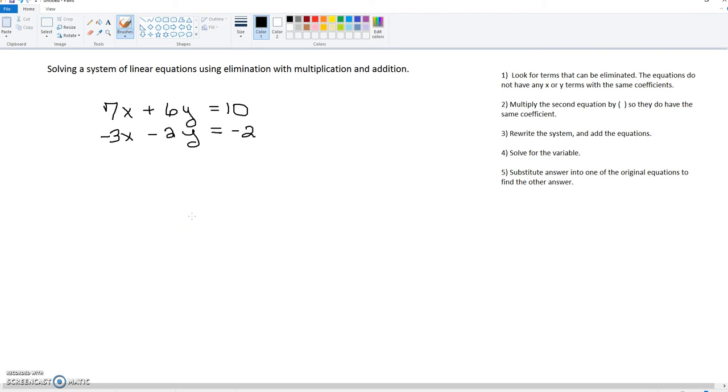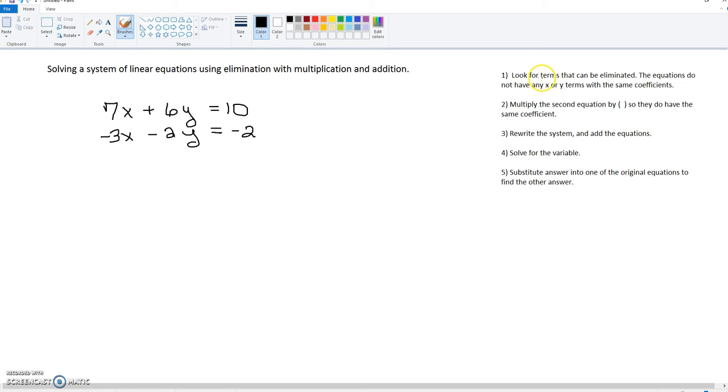Solving a system of linear equations using elimination with multiplication and addition. I've included the steps over here on what we need to do, and I'm going to walk through these. For the most part, with every example that you have for this topic, this first step probably won't exist. But you always want to look and make sure.